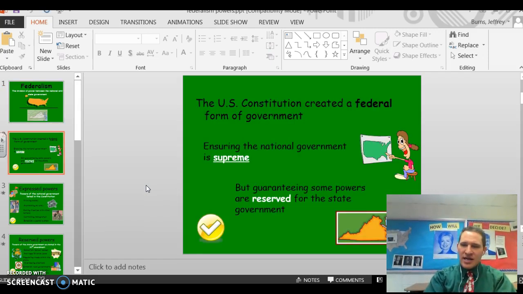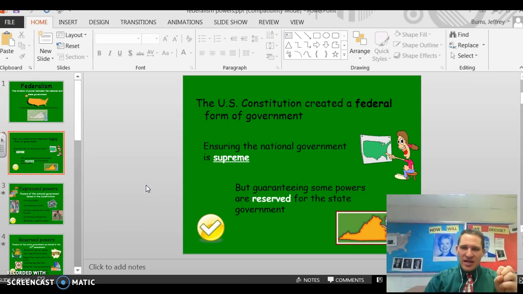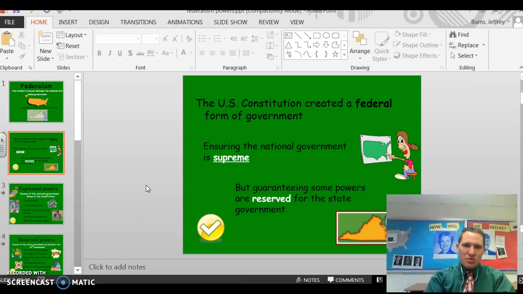So when you look at question 2, why was a federal form of government created? Well, Articles of Confederation didn't work. States had too much power. We needed a way to combine the ideas from the Articles with a new government. So we created a federal system. The national government is supreme, but some powers are reserved to the states. And we talked about that in the warm-up with the 10th Amendment.